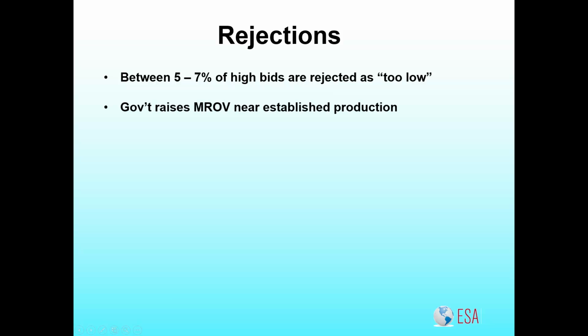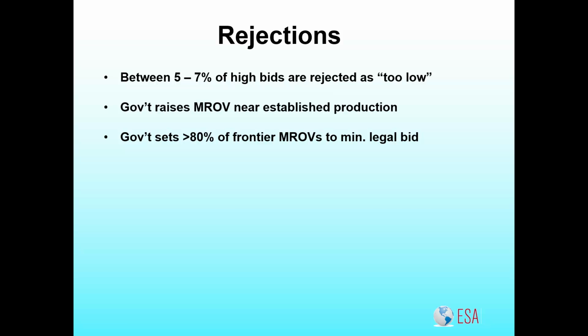That is the bid, no bid, and bid amount. The next part is on rejection, so the MROV. Not too many, but some, between 5 and 7% about of the bids are rejected by the government as being too low. The government tends to raise the MROV near established production. That's because they're worth more, and their goal is to make the MROV amount something that pretty much keeps the companies honest and kind of maximizes how much money they're able to get fairly from these blocks.